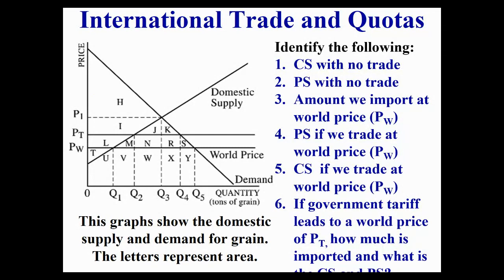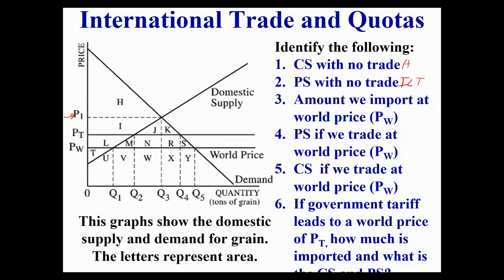Let's go through these, and then I'll use a different color here. Let's use red. For this first one, it says consumer surplus with no trade. That means we're at P1. Consumer surplus, no trade, we're at H. Producer surplus with no trade, we're at I, L, and T. Right, I, L, and T.